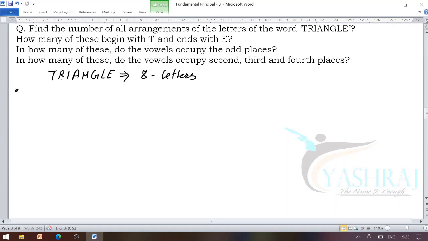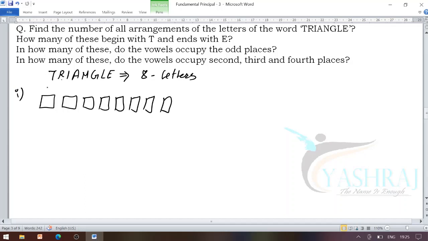Now the first sub question as given: how many of these begin with the T and end with the E? Same question we are having, just the word changes. It might have 6 letters, 8 letters, 10 letters, it doesn't matter. So for an 8 letter word, we have 8 boxes. Now how many of these 8 letter words begin with the T and end with the E, formed by using the letters in the word triangle?